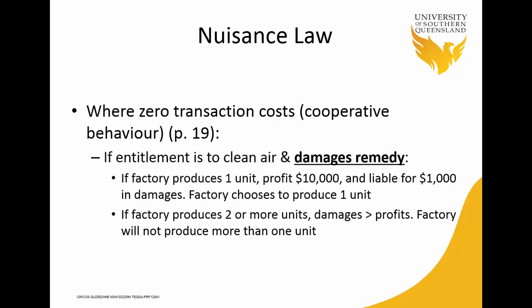So we're saying if there is this idea of having the right to the victim and the damages remedy, then you still would get to 1 unit, which is again the efficient outcome. So now regardless of whichever remedy you choose, whether injunction or damages, as long as you have given the entitlement to the victim, i.e. to clean air, you would still arrive at the efficient outcome. This is of course assuming 0 transaction costs and the cooperative behavior we talked about.